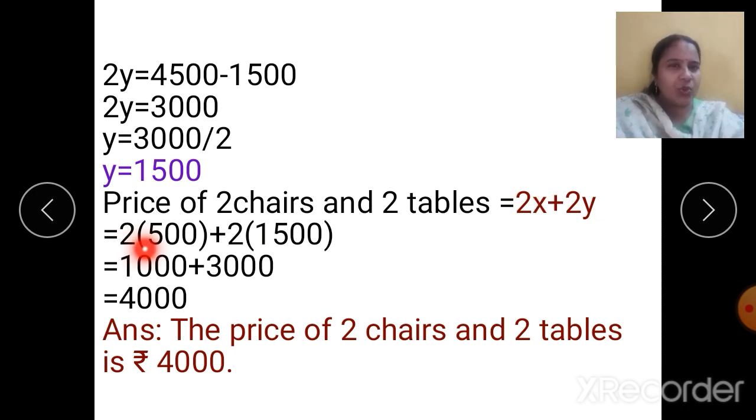Okay. So 2 into 500 plus 2 into 1,500. From where do I get this? These are the values of x and y. So 2 into 500 is 1,000. 2 into 1,500 is 3,000. Total comes to 4,000. This should be your final answer, not this. Okay. You have to get the price of 2 chairs and 2 tables, the total of it. So final answer, the price of 2 chairs and 2 tables is nothing but rupees 4,000.